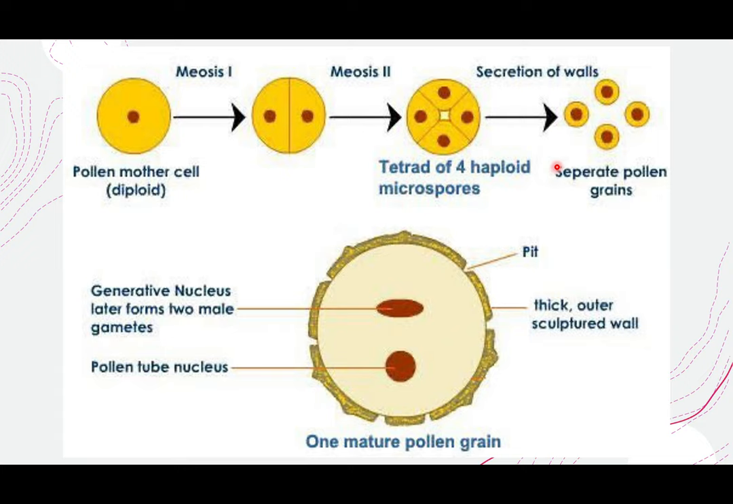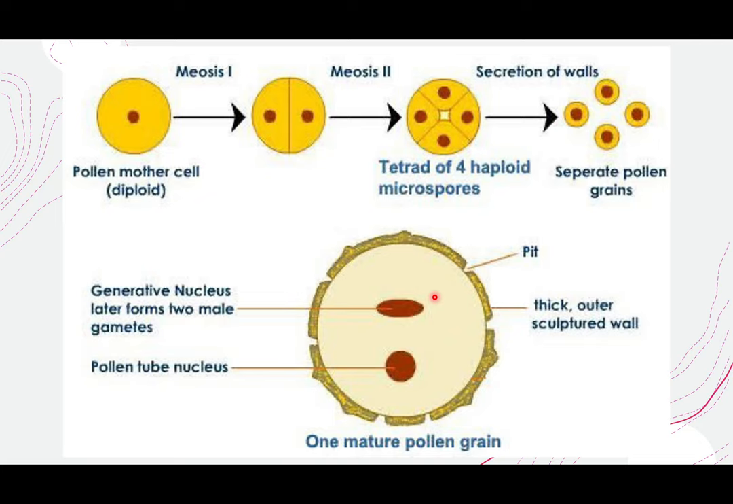And all of them are going to go through this process to produce 4 pollen grains. So this is the process. And now we have the larger look of what that mature pollen grain would look like. Remember, at the end of this gametogenesis, what we have here is 1 haploid nucleus. This nucleus itself is going to split via mitosis to produce our generative nucleus, which later forms the 2 male gametes.